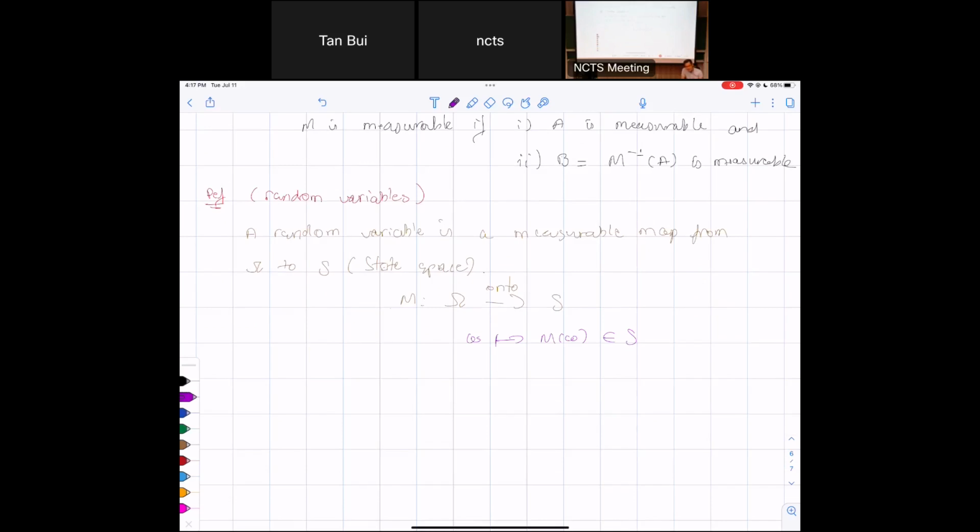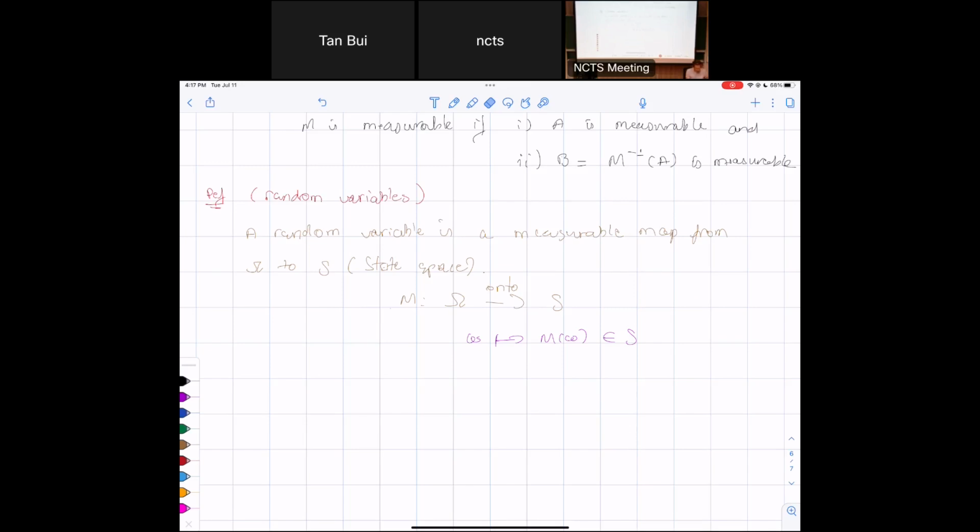Mathematically, that's what it is. It's just a map or function. That's it. Nothing more, nothing less, but a measurable function, of course. Nothing more, nothing less. Okay.